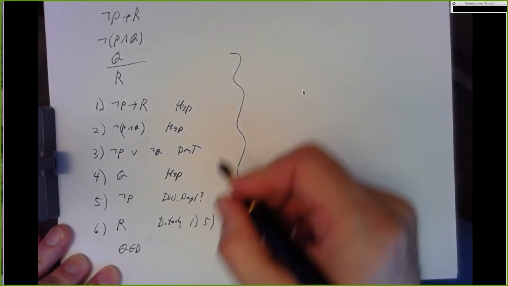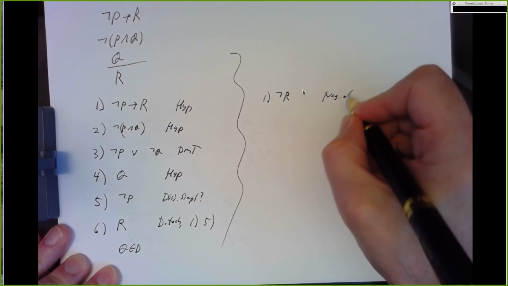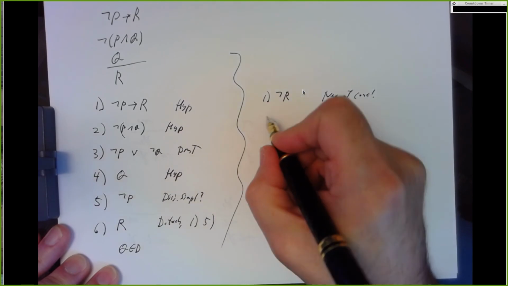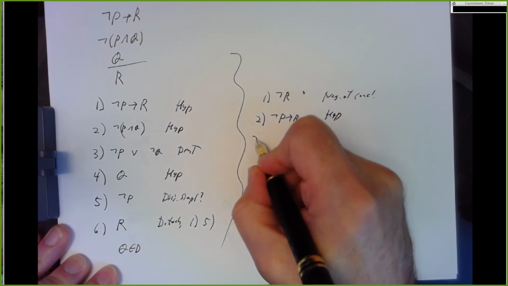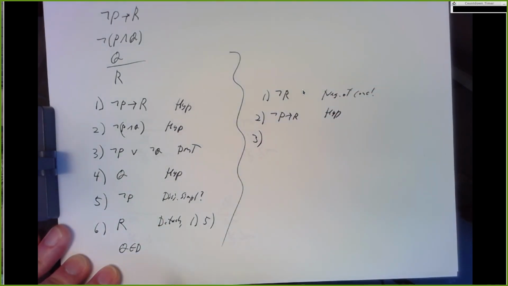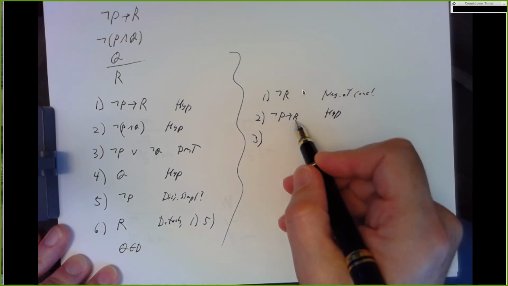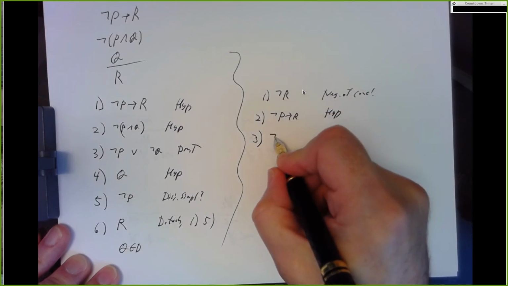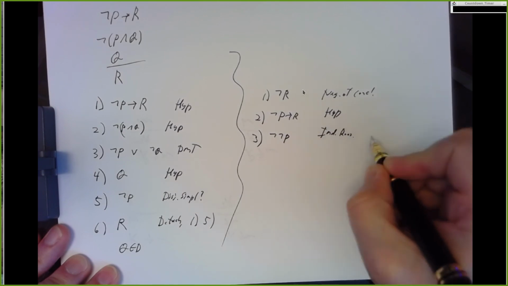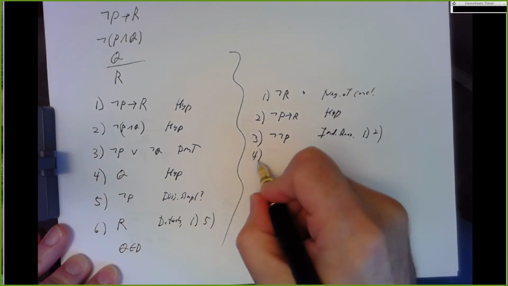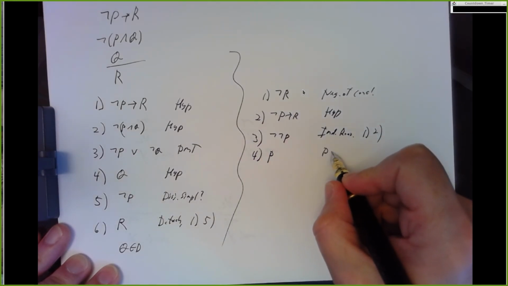Now if you want to do an indirect proof, let's start off with not R. That's the negation of the conclusion. And then, I'm going to do not P implies R. That's a hypothesis. And I picked that one because I can put these together: not P implies R, but R is false, and so that implies not P. That's indirect reasoning applied to 1 and 2, and so that means P is true. That's double negation.